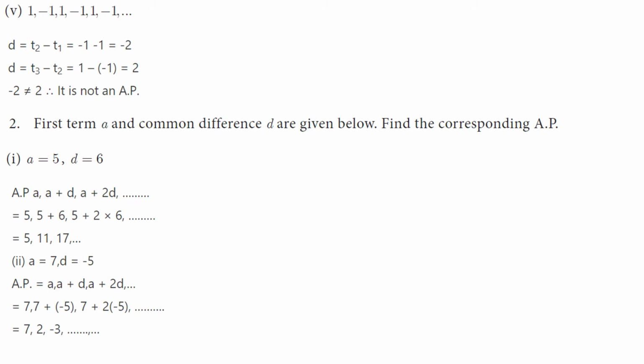That is the corresponding AP. Next A equal to 7, D equal to minus 5. AP: A, A plus D, A plus 2D. 7, 7 plus minus 5, 7 plus 2 into minus 5. 7 minus 5, 2. 2 into minus 5, minus 10. Minus 10 plus 7, minus 3. Therefore, the corresponding AP is 7, 2, minus 3, etc.